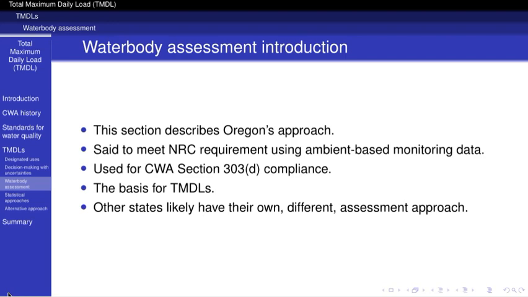With the regulatory and science background I presented, it's time to look at how water bodies are assessed for compliance with the CWA goal. I'm presenting Oregon's approach because I'm much more familiar with this than with that of other states. Oregon's environmental regulator says they apply the NRC requirements of using ambient monitoring as the basis for determining whether waters are placed on the CWA Section 305B preliminary list or on the action list.